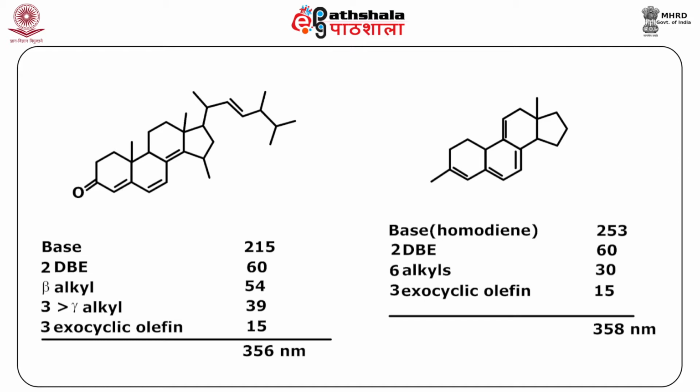Here again, as I said, we have to add the value of the double bond extensions, which are the extended double bond systems in the given organic structure. We can see two extended double bonds, which gives a value of 60 nanometers. There are 6 alkyl groups at different positions and extensions to the given diene system, so that adds 30 nanometers, which is 5 nanometers for each of them. 3 exocyclic olefinic systems add another 15 nanometers, making a total of 358 nanometers as the lambda max for the given organic structure.